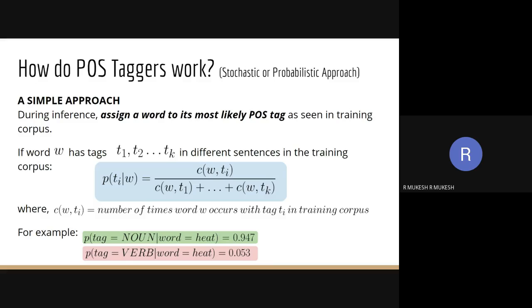So this is a very simple approach, and the problem with this approach is very evident: when the word can be used interchangeably, we cannot tell. We are stupidly assigning the most probable tag to that particular word without looking at its context, right?